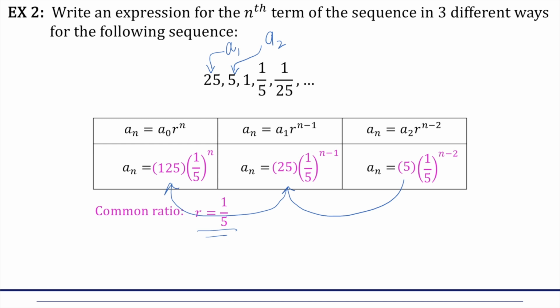We're doing this just because you may see an nth term of a sequence written a lot of different ways.